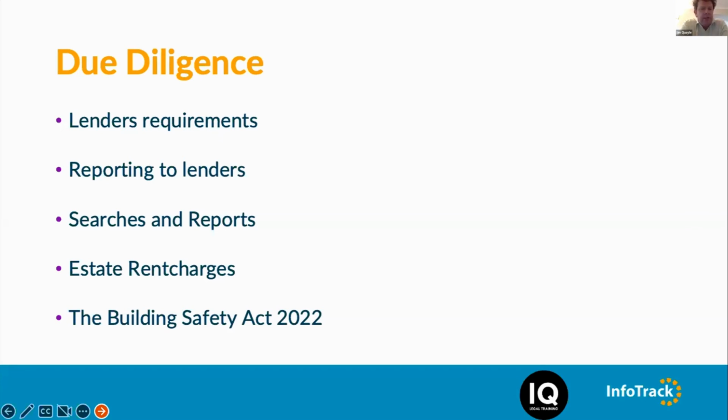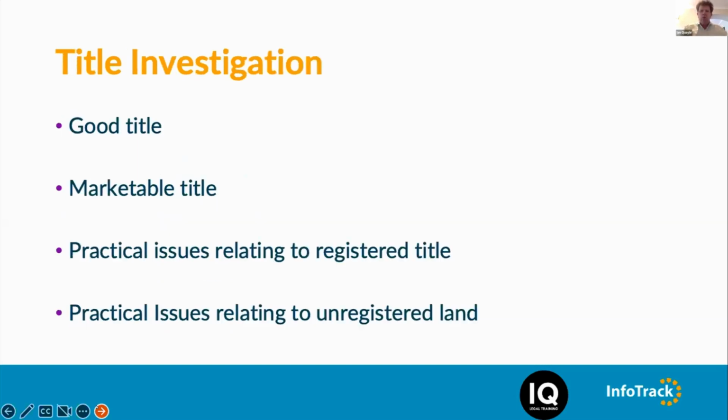We'll have a look at how we deal with searches and reports that are obtained that may have consequences for lenders. And then I want to drill down, if I may, before Annabella does her presentation, to talk a little bit about estate rent charges, which are a bit of a thorn for conveyancers and potentially problematical for lenders, and also the Building Safety Act 2022 and the current state of play with regard to that act, in particular with regard to lenders' instructions. So lots to talk about. We will, as Faye was saying, build a little bit of time at the end of the presentation to deal with questions. If we don't have time, then as I say, I'll endeavour to deal with questions at a later date. So let's talk about title investigation.